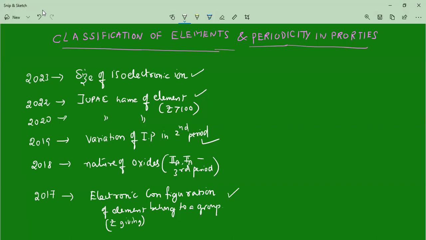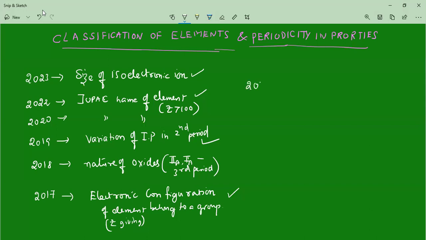That is 2017. You observe 2023, 2022, 2020 similar because of COVID time; 2019, variation of ionization potential; 2018, nature of oxides; 2017, electronic configuration of elements belonging to a group. So you observe that nothing is repeating: the question is changing, the concept is changing.